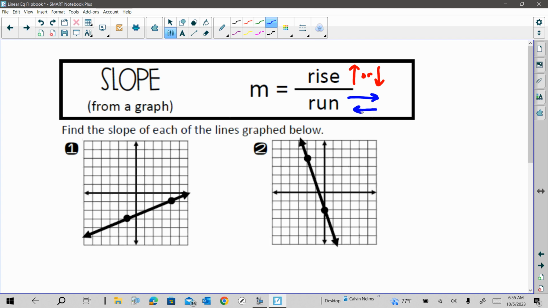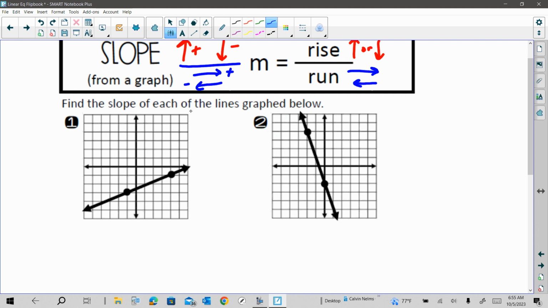So if I count up, that's positive, but if I count down, that's negative. If I count to the right, that's positive, but counting to the left, that's negative. So for this, they want you to find the slope of the line.